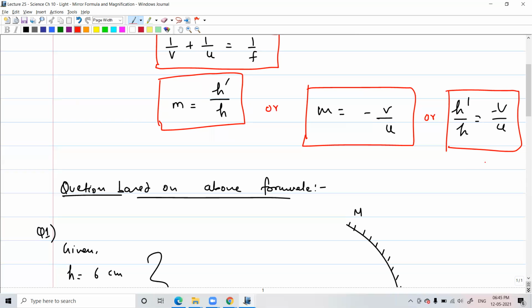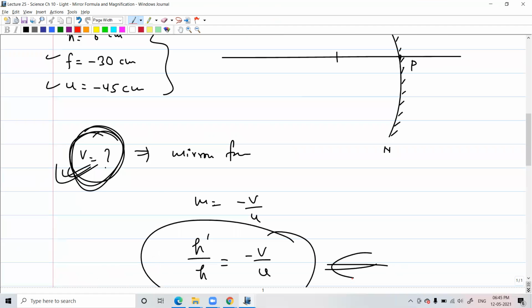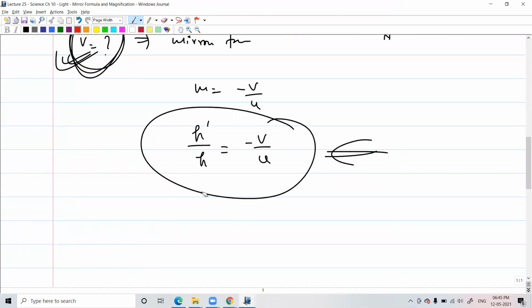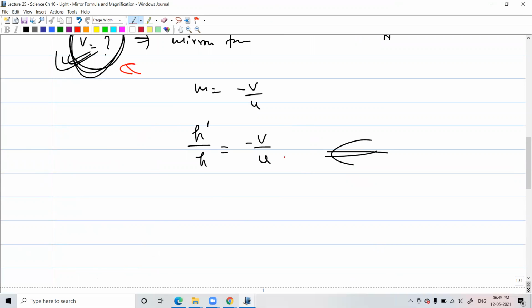Everyone is okay with this formula now? H dash by H is equal to minus V by U. Yes, sir. Okay. So in this, from the mirror formula, you would have found out the V value. U is already given, H is also given. So the only thing missing is H dash. So that also we can easily find out.